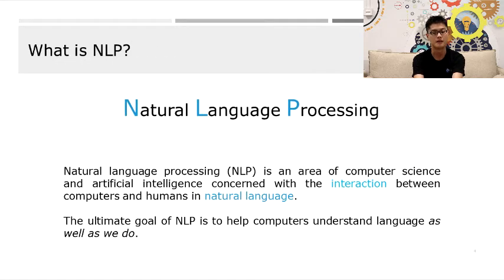What is NLP? Natural language processing. NLP is an area of computer science and artificial intelligence concerned with the interaction between machines and humans in natural language. What can be a natural language? Like English, what I'm speaking now, and also Chinese, Japanese, Hebrew, etc. The ultimate goal of NLP is to help computers understand languages as well as we do.